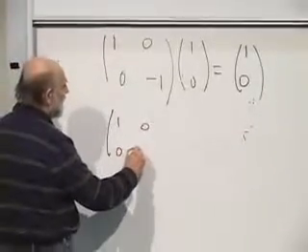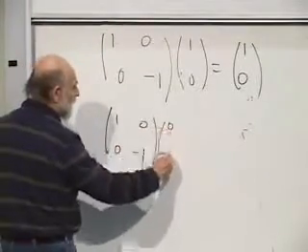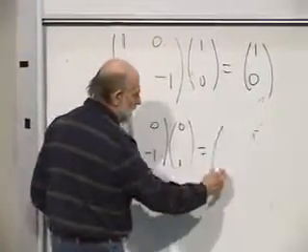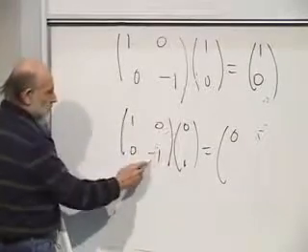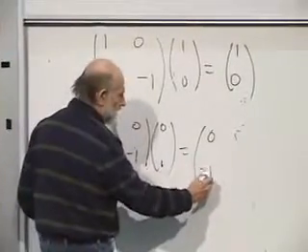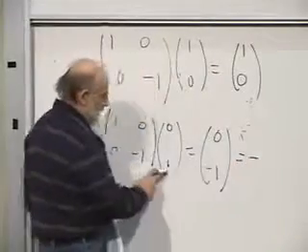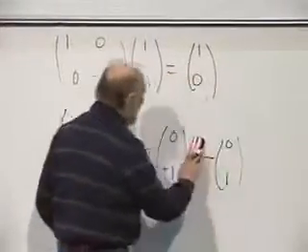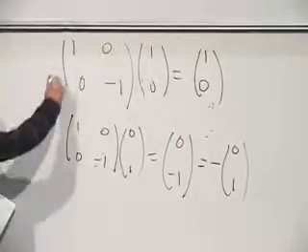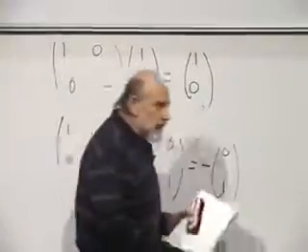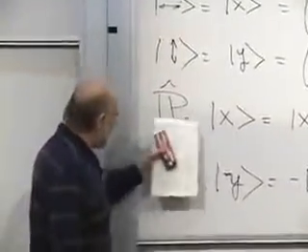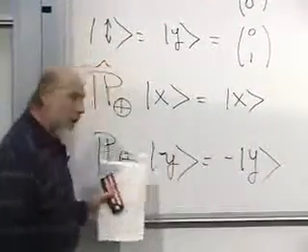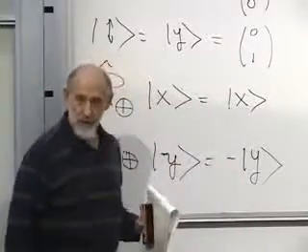1, 0, 0, minus 1, acting on 0, 1. 1 times 0 is 0, 0 times 1 is 0, so 0. 0 times 0 is 0, minus 1 times 1 is minus 1. And that's equal to minus the original vector, 0, 1. So in fact, this operator, this matrix, is a matrix representation of exactly this operator. When it hits the x polarization vector, it gives it back. When it hits the y polarization vector, it gives minus the same thing.